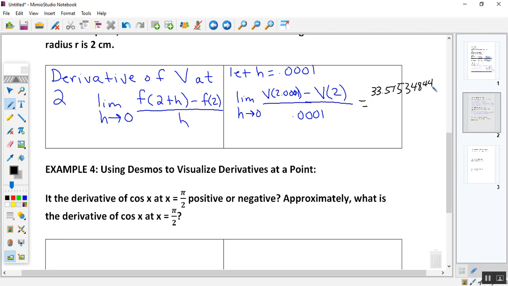Okay. I'm going to move that value. I don't like that there. So 33.515, 34.844. Okay, we're going to subtract V of 2. What was V of 2, kids, up in the previous example? 33.51. We're going to divide this whole answer by what?